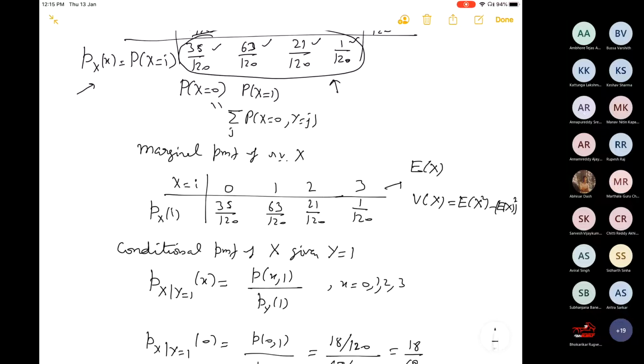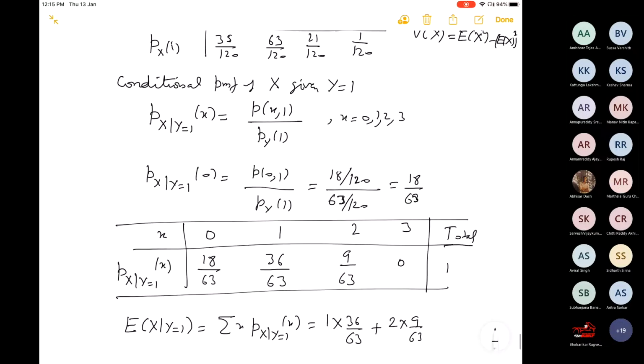Okay, so this was about the conditional distribution. Any questions here?